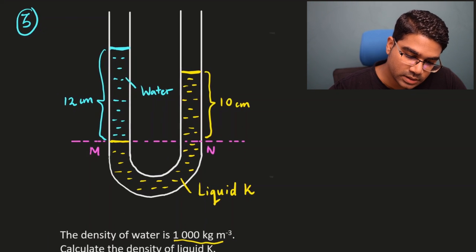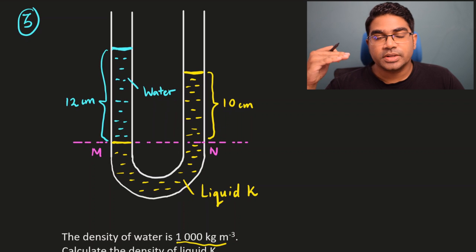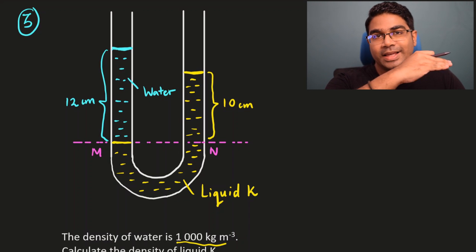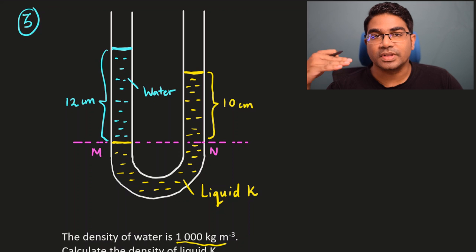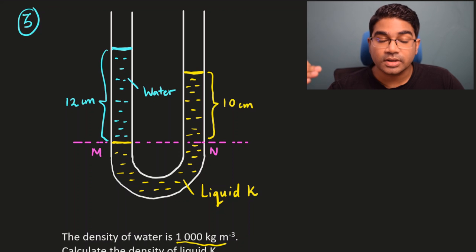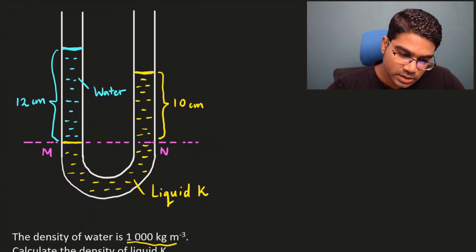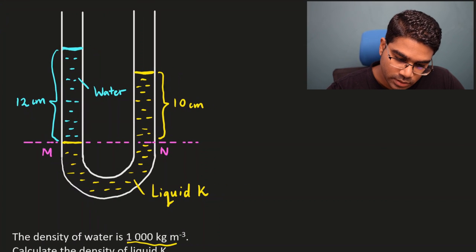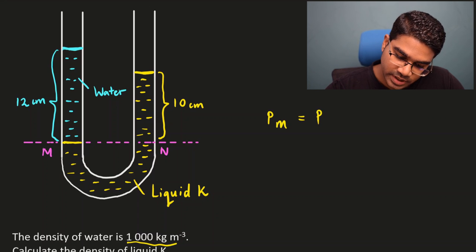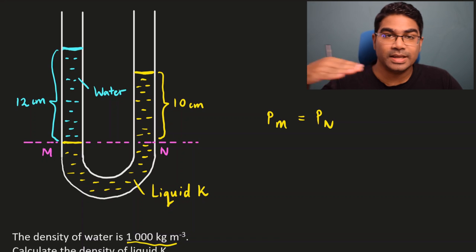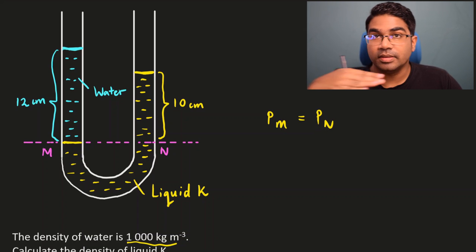So let's look at this. Now when we are dealing with pressure with liquids, as long as they are at the same level, they have the same pressure, and that's the concept that we're using here. This means the total pressure at M must equal the pressure at N, because the fluids are at the same level.